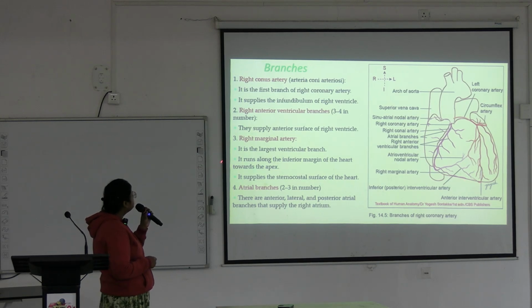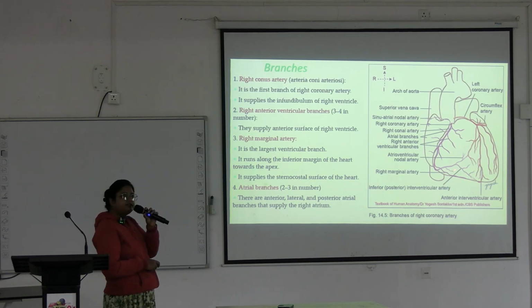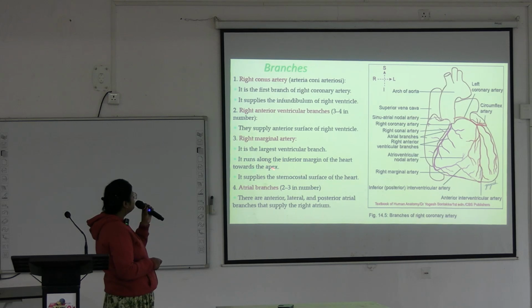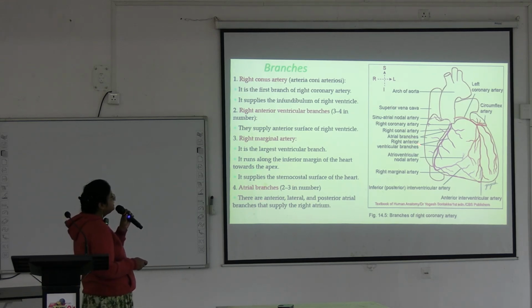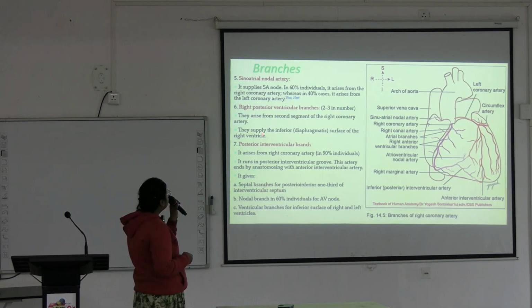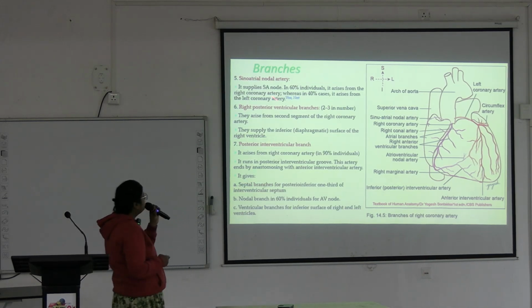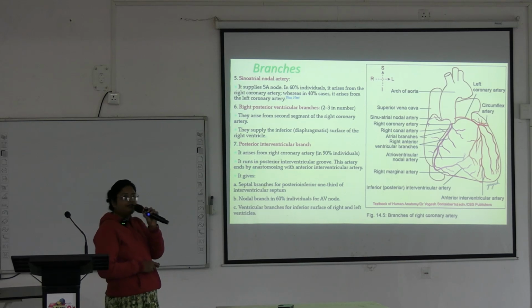The largest ventricular branch runs along the inferior margin of the heart towards the apex and supplies the sternocostal surface of the heart. Next is atrial branches. These are 2 to 3 in number. Here these are going towards the atrium. These are atrial branches, 2 to 3 in number, and there are anterior, lateral and posterior atrial branches that supply the right atrium.